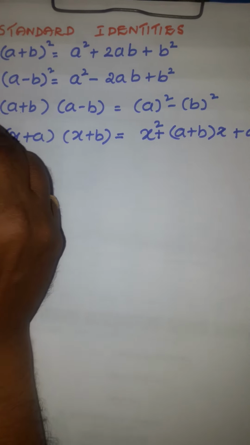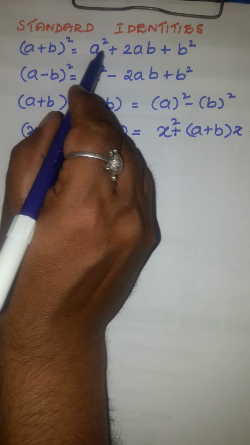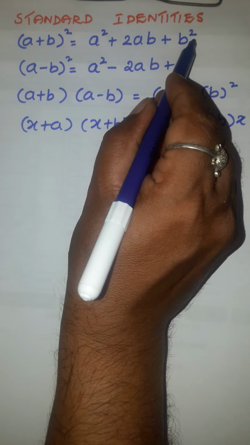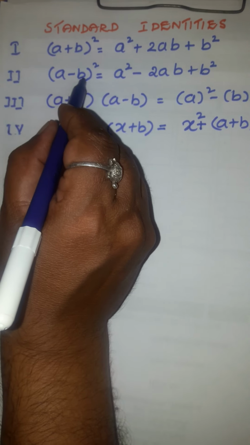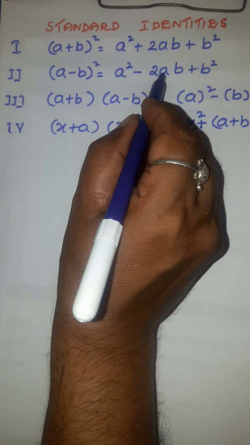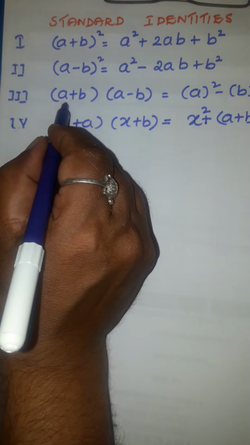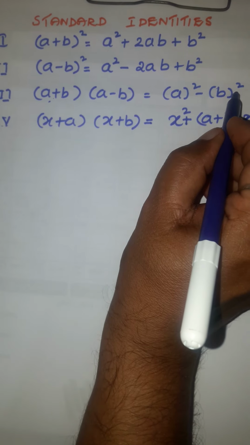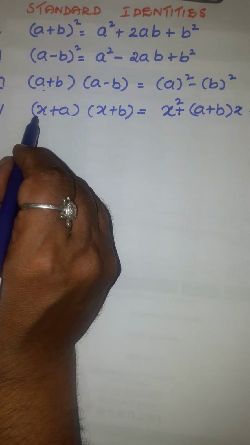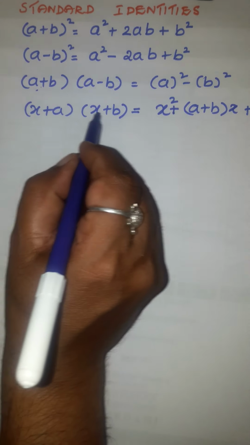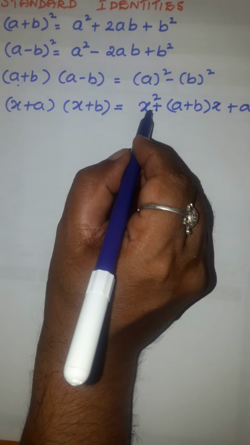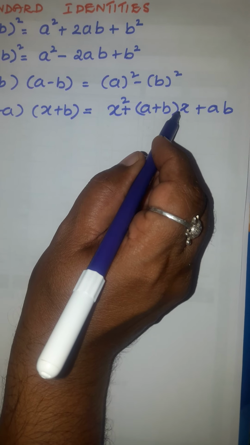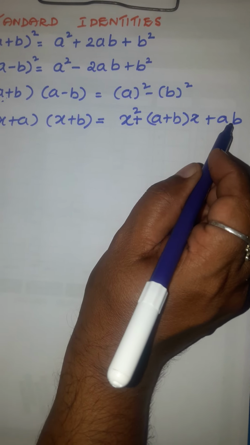So I am going to read out: a plus b whole square is equal to a square plus 2ab plus b square. This is the first standard identity. A minus b whole square is equal to a square minus 2ab plus b square. A plus b into a minus b is equal to a square minus b square is the third standard identity. The fourth standard identity is x plus a into x plus b is equal to x square plus a plus b multiplied by x plus ab.